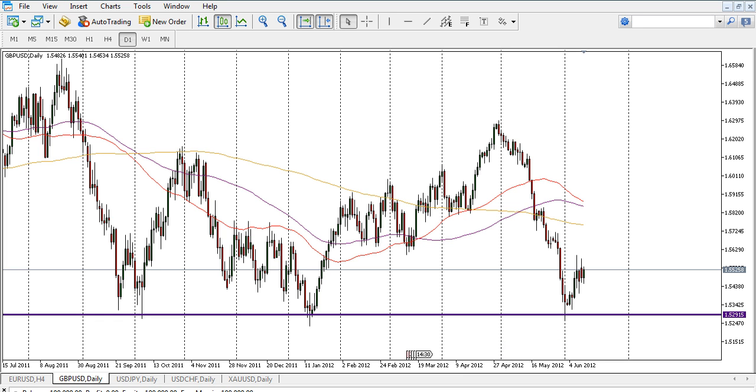We had a candle pierce this level, and then come back up and close above it, and we're now starting to get some bullish momentum to the upside. The first target on this daily chart really is the 200-day moving average.